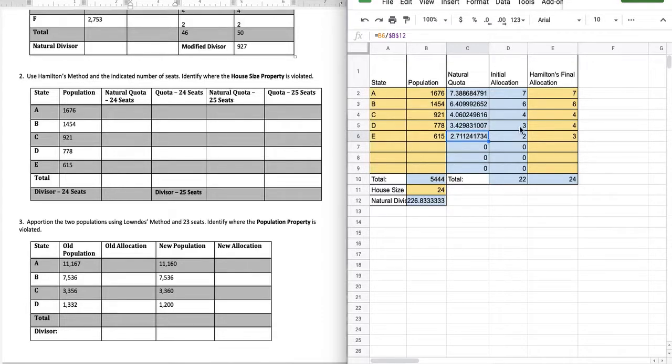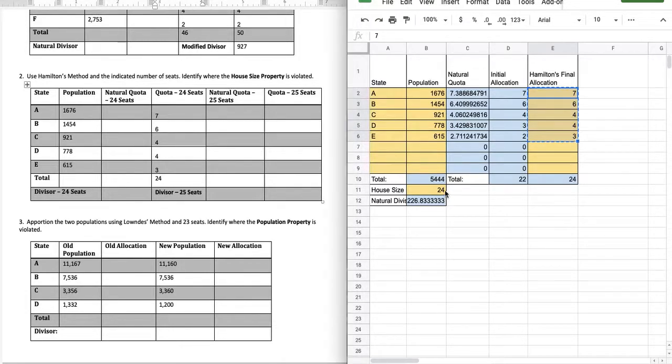3.42 was the second highest. That gets rounded from 3 up to 4, so we've got a total of 24 seats. I'm going to take those numbers and put them in there. So we have a total of 24 seats.